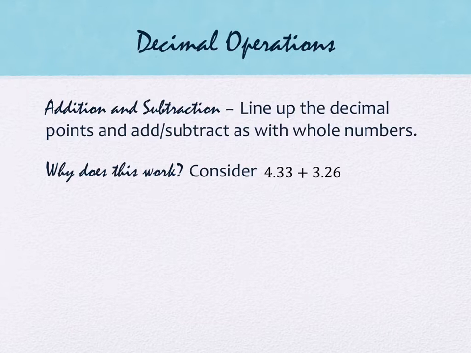So we're going to do it for this particular example, but then I want to talk about why it works, because it goes back to things we've already talked about as far as justifying why this process should make sense. So I have 4 and 33 hundredths plus 3 and 26 hundredths. So this says I'm supposed to line the decimal points up, which I have, and then I add and sort of ignore the decimal points in the middle of the addition.